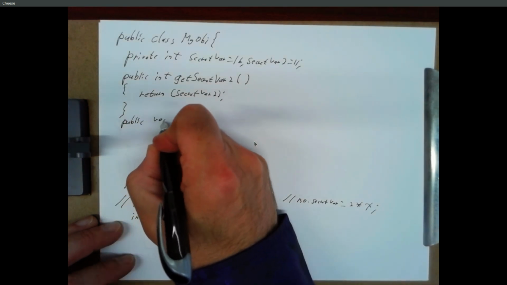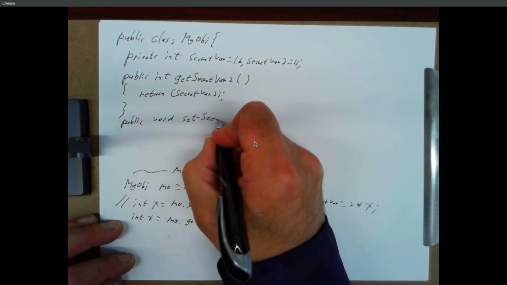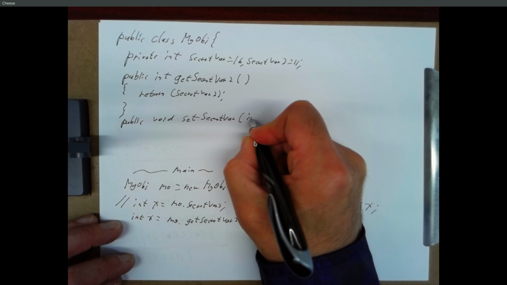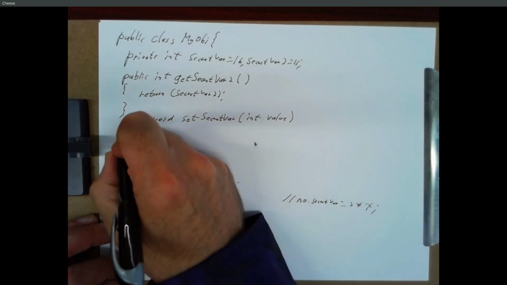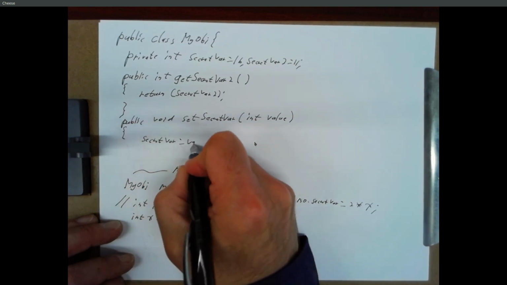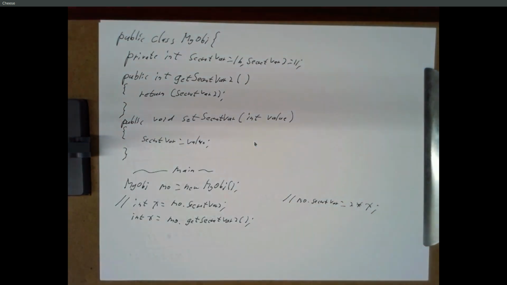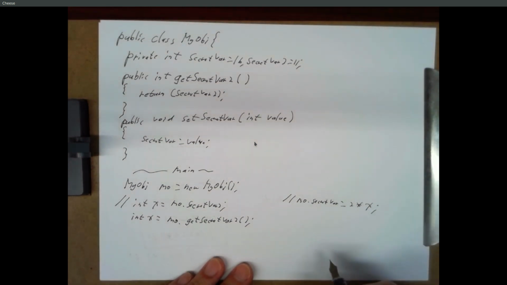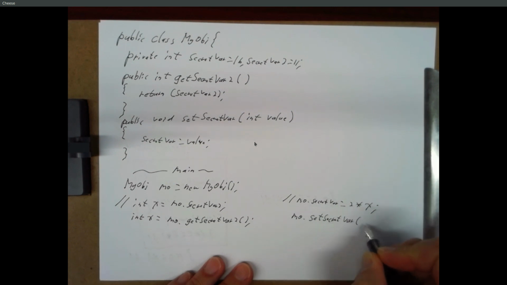So this is a setter. It doesn't need to return anything. Same thing, set followed by the name of the variable in camel case. Set secret var, but it takes an argument. I'll just call it value, and then it just says secret var equals value. And then to use this, instead of explicitly accessing the secret var variable, we could say my object dot set secret var 2 times x.